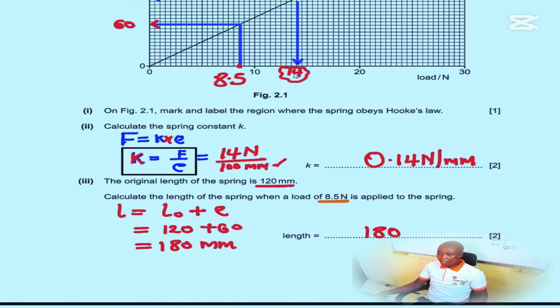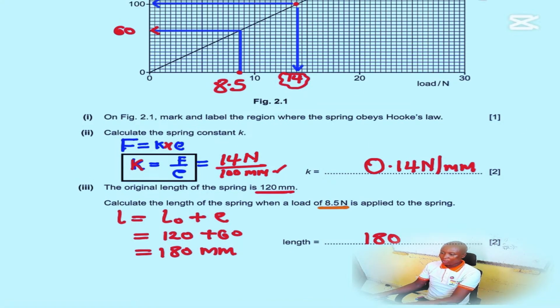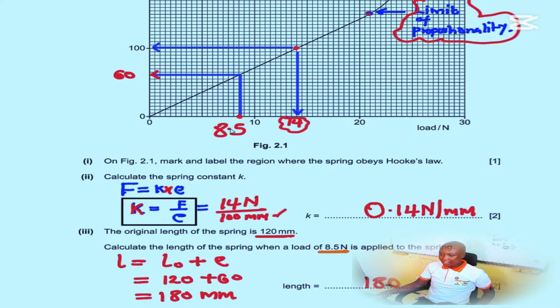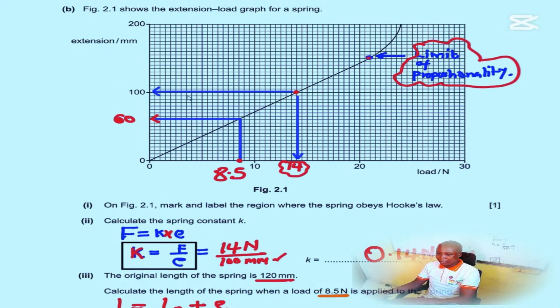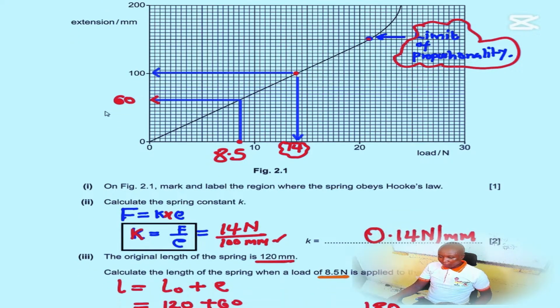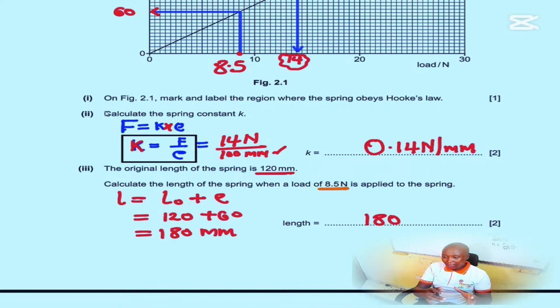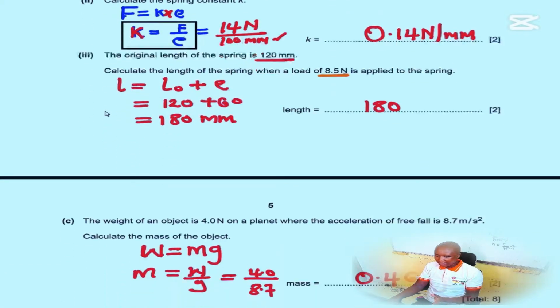So which means we are going to go to our graph. Once we go to our graph, we check where we have 8.5 Newtons, and then we read what the extension is when we have a load of 8.5. When I did that, I got it to be what? 60 millimeters. So for you to get the new length, it will be the original length plus the extension. Extension is by how much it has extended. How much the length has increased. So we are going to add 120 plus 60. We are going to get 180 millimeters.